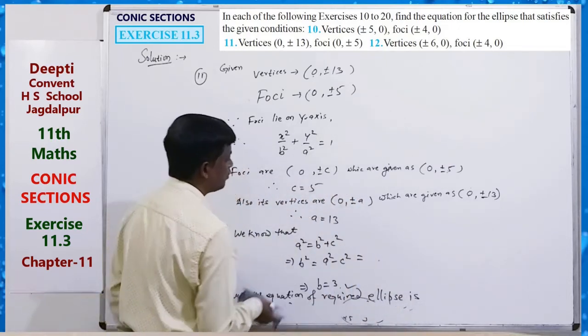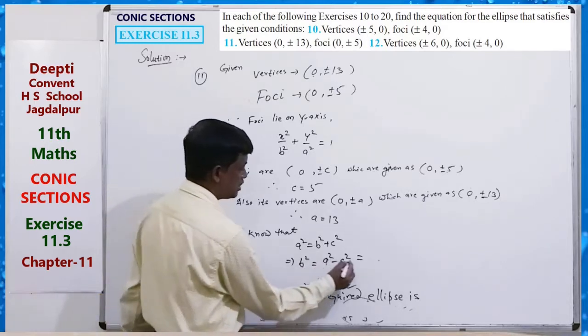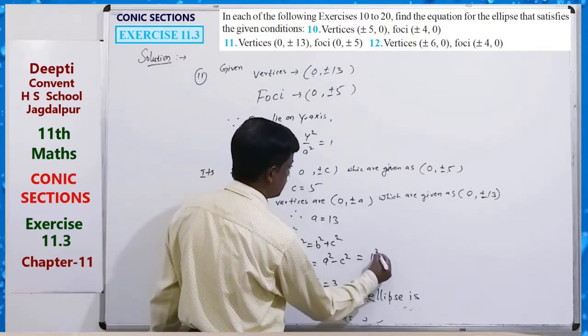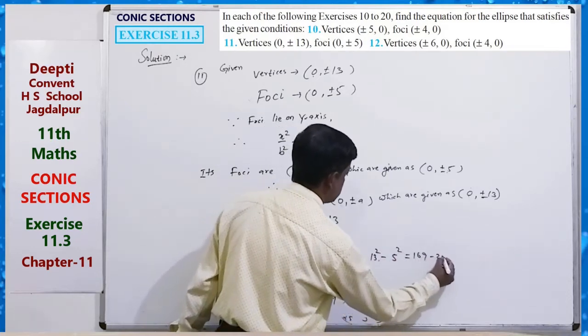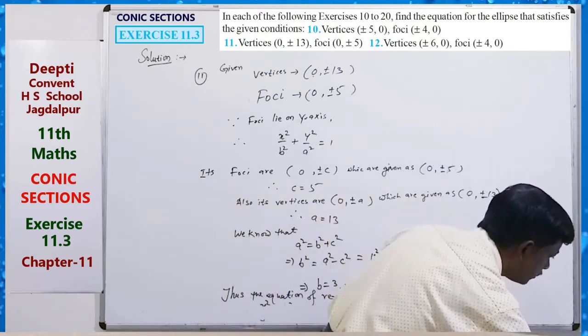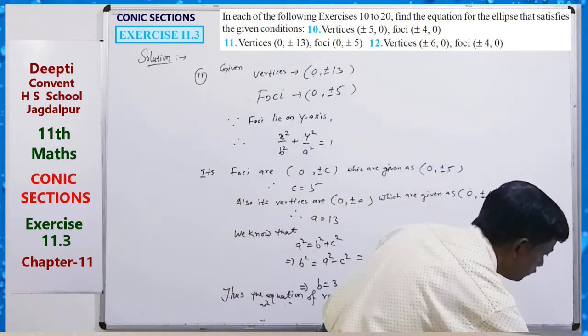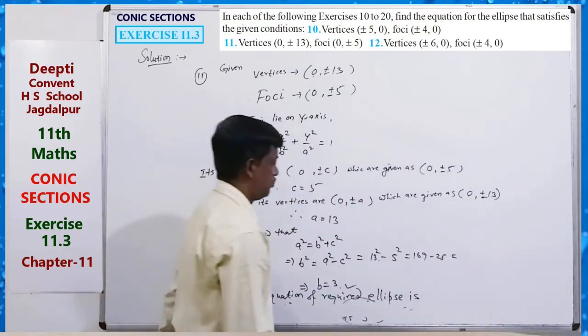Just from this formula, you can get the value of b. b square is equal to a square minus c square. A square means 13 square minus 5 square, 169 minus 25 equals to 144, so b equals 12.